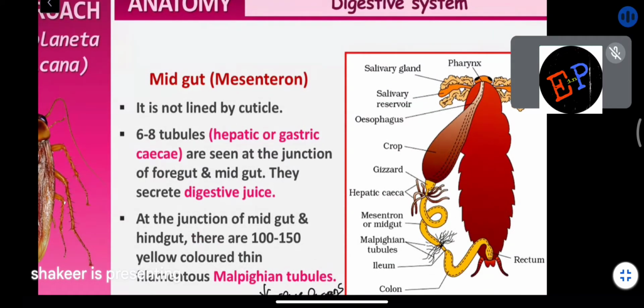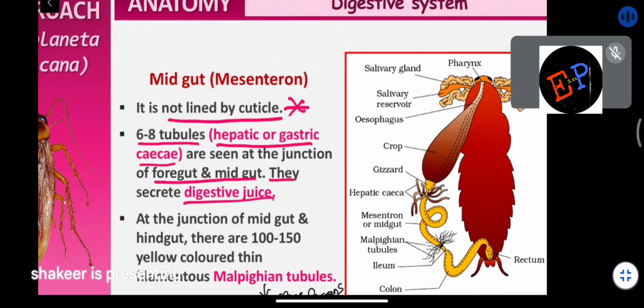Now we are studying the midgut. Midgut starts from the ending of the gizzard, up to the Malpighian tubules. Already we discussed, no? It is not lined by cuticle. Cuticle is present only on the foregut, and you don't find it in the midgut. 6 to 8 tubules, hepatic or gastric caecae, are seen at the junction of foregut and midgut. They secrete the digestive juices.